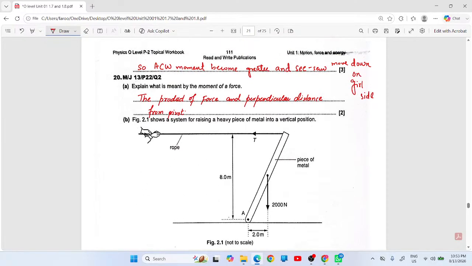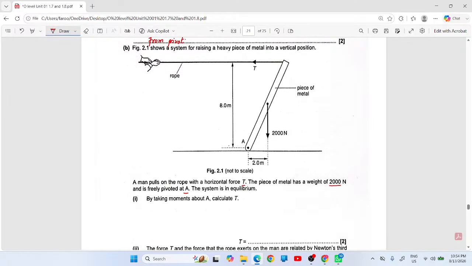So where is T? Okay, this one is the T. T is the tension in a rope. So the formula for moment, sir, yes.